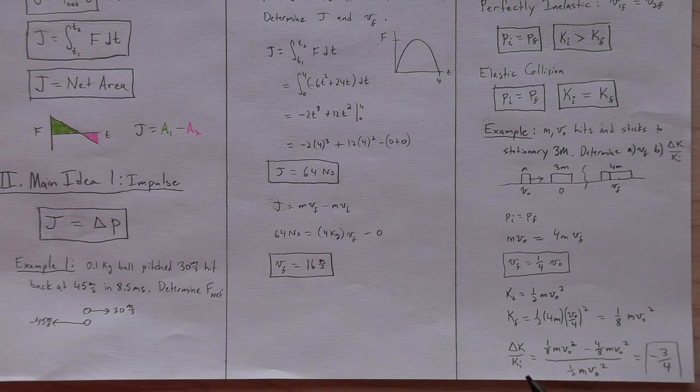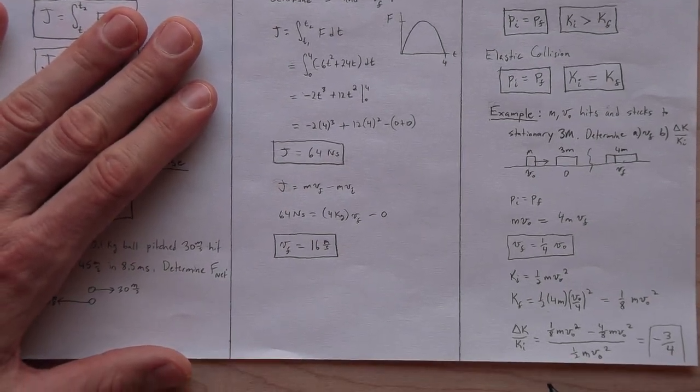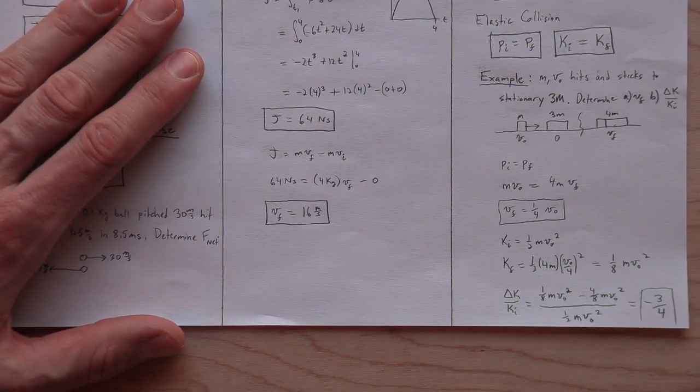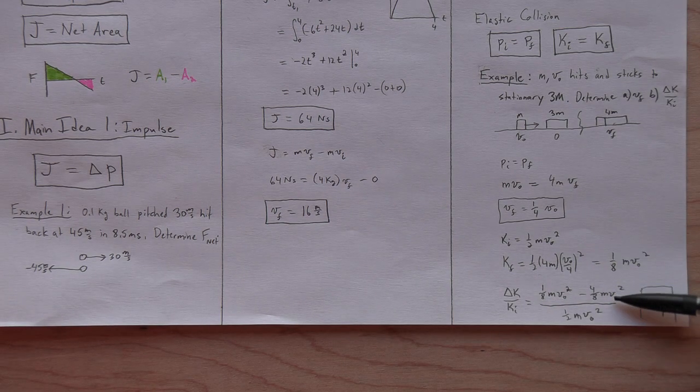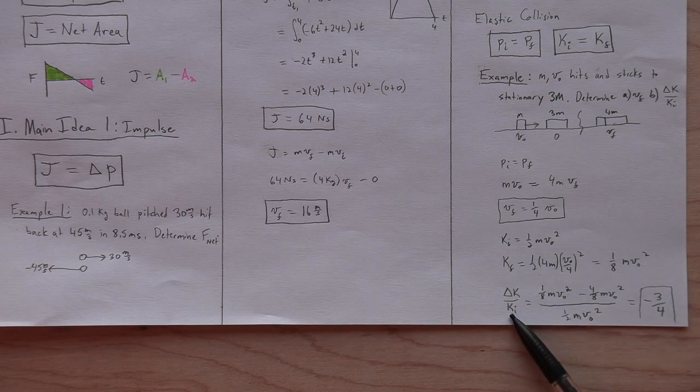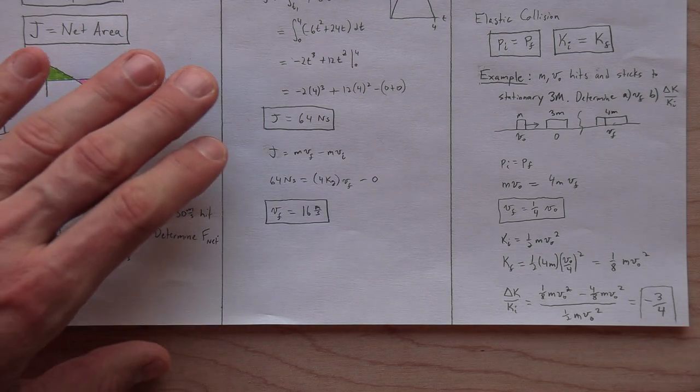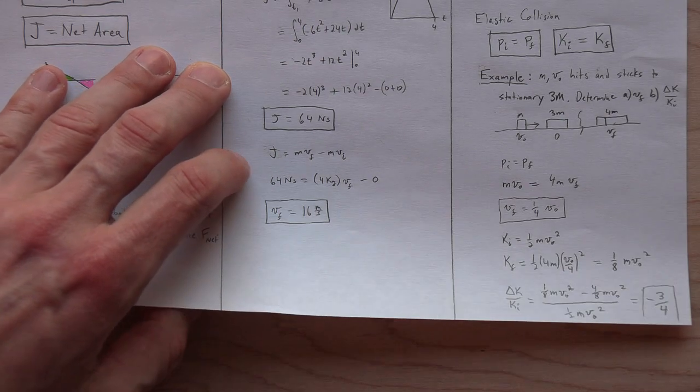Okay, this delta K over K initial. What you do is take the final kinetic energy and subtract from that the initial. I went ahead and found a common denominator. 1/2 is like 4 over 8. Same thing, right? And then all over 1/2 mv squared. If you're careful with your subtraction and division, you get -3/4. That means that 75% of the kinetic energy was converted to other kinds of energy, and only 25% of it remained regular old kinetic energy. Okay, so that's main idea 2, momentum being conserved in a calculation example.